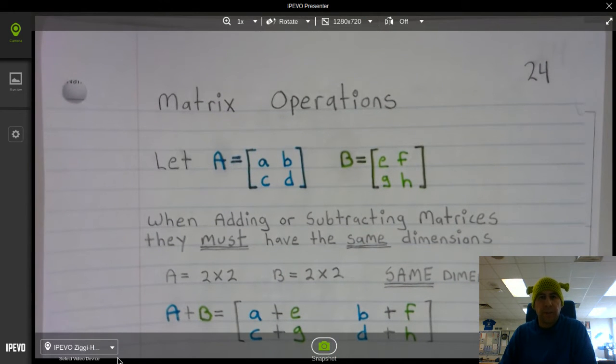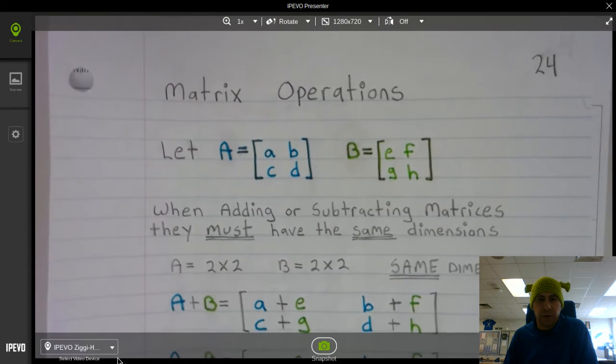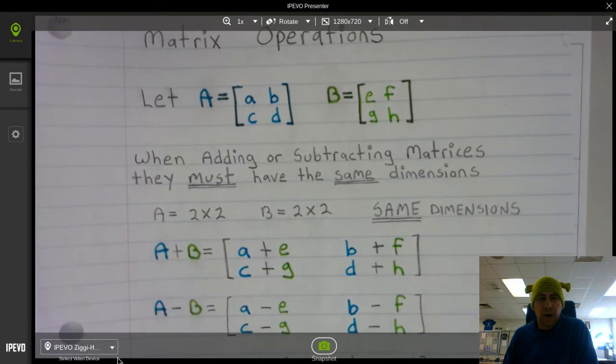All right, so we're looking at matrix operations. Now you might pause the video a minute and get two colors to help with the notes, but we're going to have matrix A and matrix B, which I put A in blue and B in green. All right. Now, when adding or subtracting matrices, they must have the same dimensions.